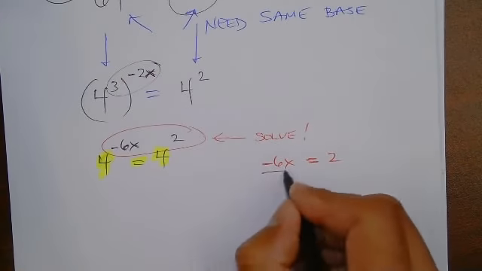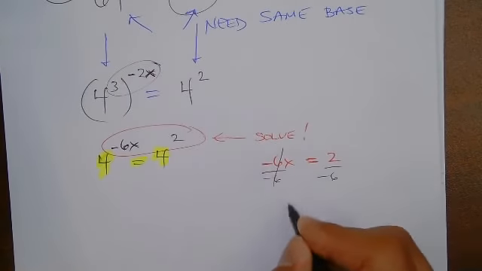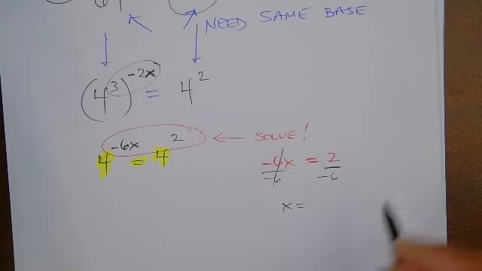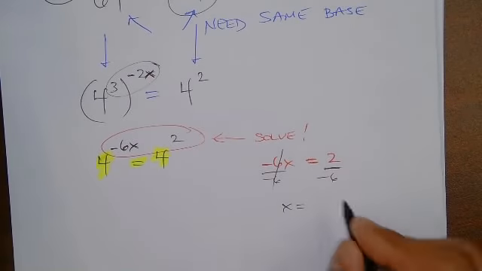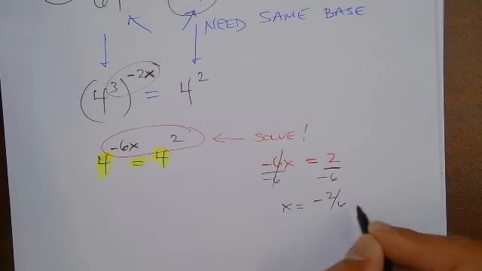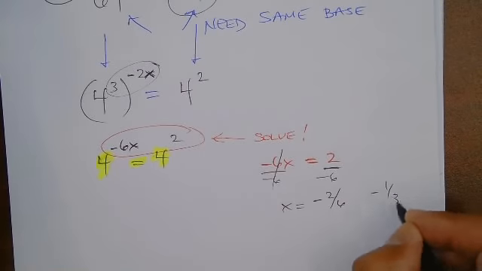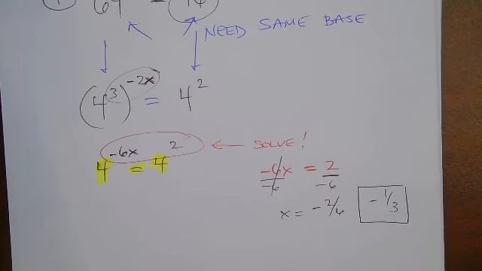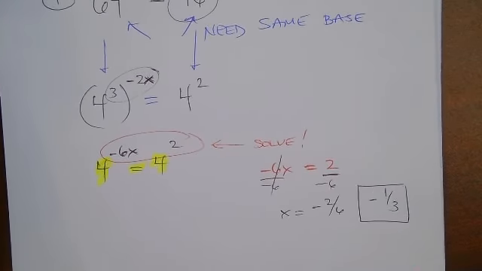Okay, you guys can finish that, right? Divide by negative 6, divide by negative 6, that's going to be x is equal to, remember, when you have a negative, you move it to the top or to the middle, negative 2 over 6, but negative 2 over 6 can reduce to negative 1 over 3. That is the solution here.